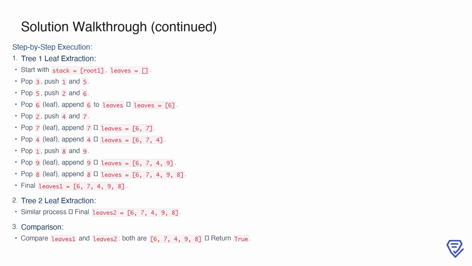Then, we pop 2, pushing its children 7 and 4. Both 7 and 4 are leaf nodes, so we append them, updating the list to 6, 7, 4. Moving on, we pop 1, pushing its children 8 and 9. Both 9 and 8 are leaves, so we append them, resulting in the final leaf sequence, 6, 7, 4, 9, 8. For tree 2, we follow a similar process and also get a leaf sequence of 6, 7, 4, 9, 8. Comparing these sequences, they are identical, so we return true.